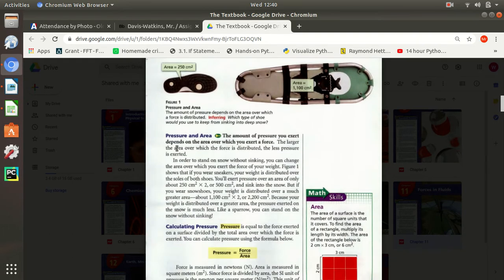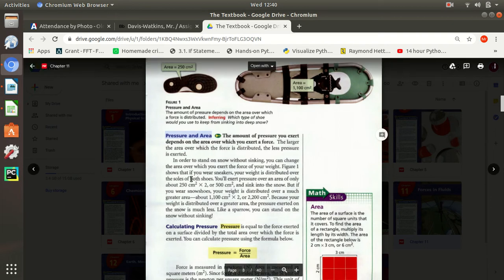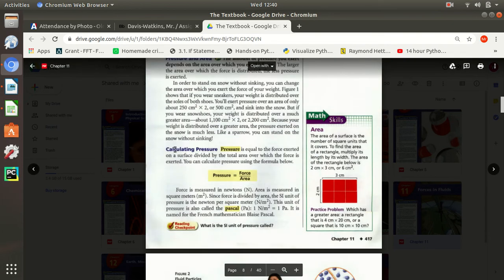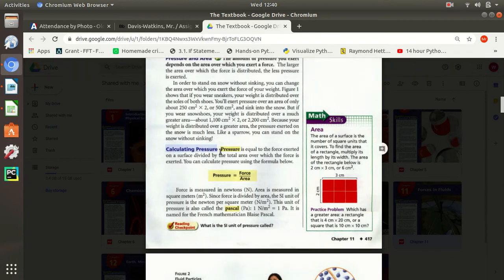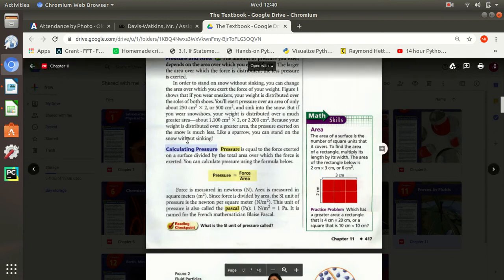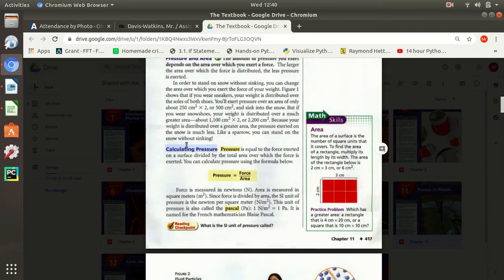So the next thing you encounter that you have to do something with is this blue heading, pressure and area. So you see it says pressure and area right here. Read that section on pressure and area and make a jot dot. The next one you see, calculating pressure. That's another blue heading. That's going to cause us to make a jot dot. Let's read this section and let's make a jot dot relevant to this blue heading, calculating pressure.